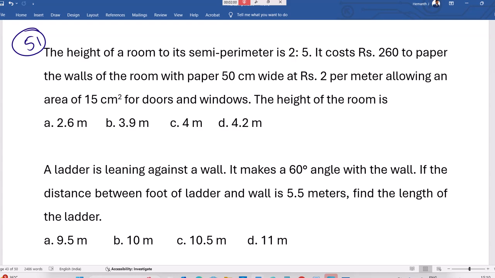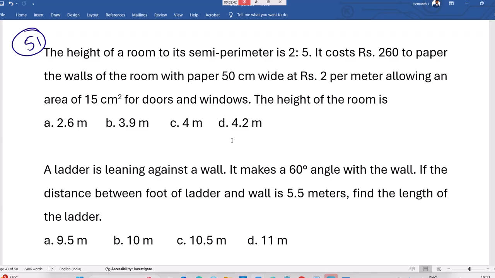Now say this, the height of a room to its semi-perimeter is 2:5. Next one they given here, it costs rupees 262 to paper the walls of the room with paper 50 centimeter wide at 2 rupees per meter, allowing an area of 15 centimeters square for doors and windows. The height of the room is what? You read the entire stuff. Let's try to solve this. Height of a room to its semi perimeter ratio is 2 and 5.